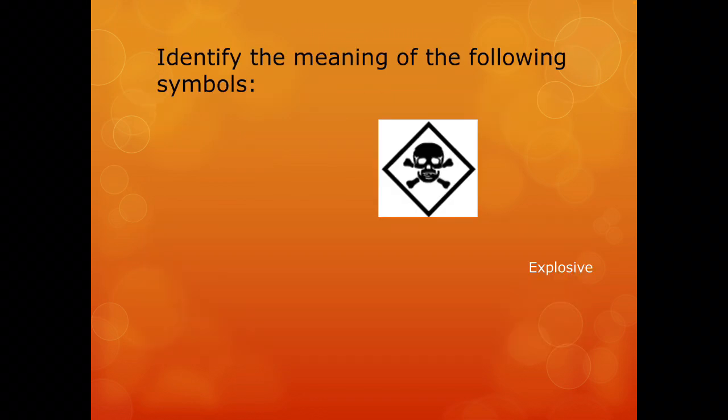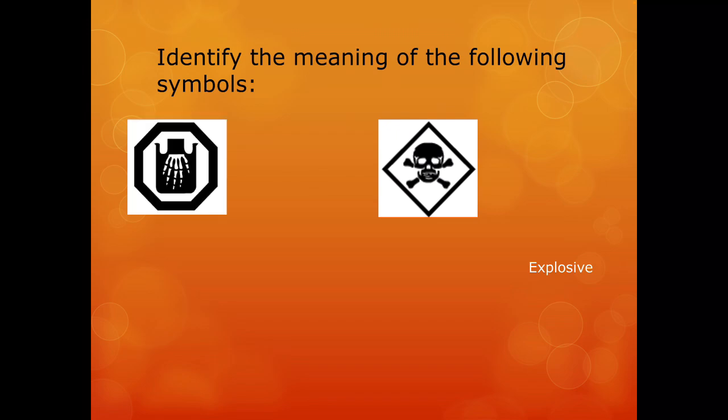So identify the meaning of the following. I'm going to pause here, just ignore the explosive because it's not explosive. Determine first what the shape is telling you, what the symbol is showing you. Check the next one. So we've got danger corrosive for this one. We've got the octagon with the hand that's going into corrosive material, symbolized by the bones of the hand.